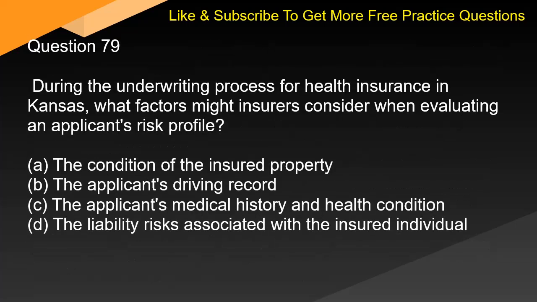Question 79. During the underwriting process for health insurance in Kansas, what factors might insurers consider when evaluating an applicant's risk profile? A. The condition of the insured property. B. The applicant's driving record. C. The applicant's medical history and health condition. D. The liability risks associated with the insured individual.